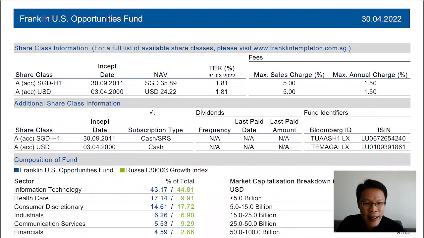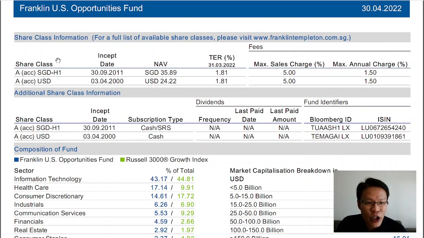On the second page itself, you can see the share class information. As you can see on this fund fact sheet itself, it has 2. So we are covering more on the SGD H1 today, which you can see inception date year 2011. Okay, NAV is the net asset value, which I have shown in the video previously. So it will determine the overall value of your asset itself. Total expense ratio over here and sales charge over here. Okay, do take note that unit trusts actually have a few charges.